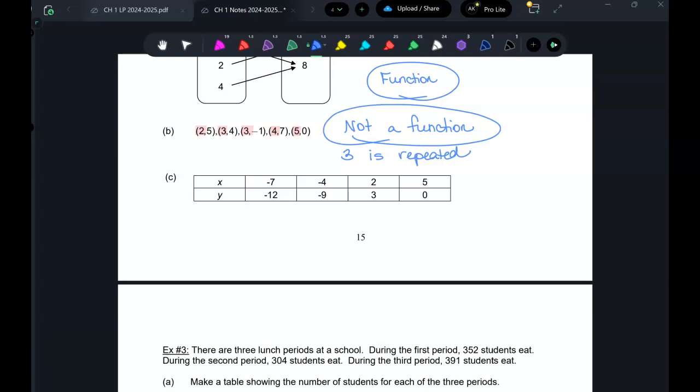Okay, the last one is a table of values. Now all the x values are on the top, right? So we're looking at -7, -4. It is a function. Good job, Rick. Raise your hand if you think it is a function. Raise your hand if you don't think it's a function. Okay, what's the reason? All the x values are what? Different.